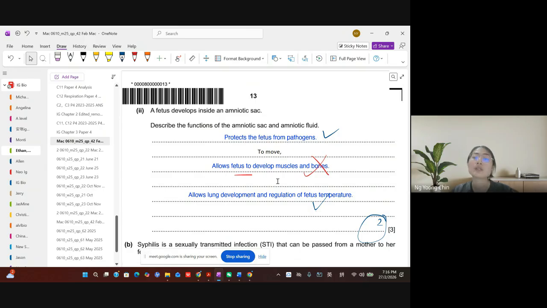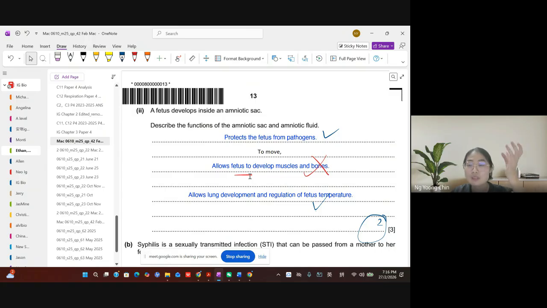And then this one, the amniotic sac and fluid. Their function is to what? Allow the fetus to develop muscle and bones. This is not correct. The second one is not correct, because actually they help the fetus in an indirect way.